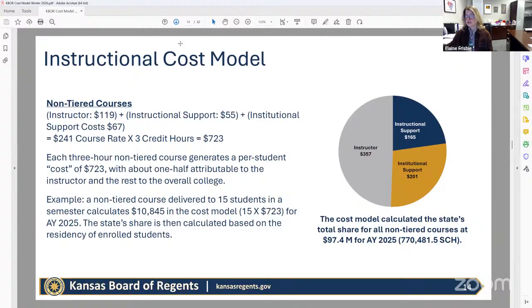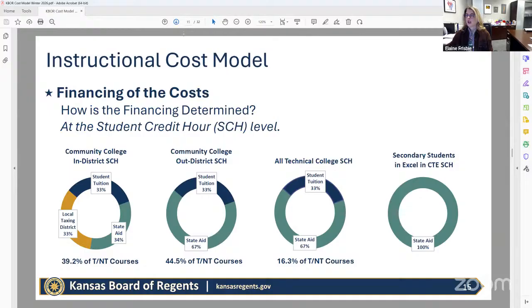So if you have 15 students in a non-tiered class, your Composition 101 class, that would generate $10,845 in the cost model for AY 2025. And the state share of those costs is then calculated based on the residency of those students. Across our entirety of institutions across the system, we had 770,000 credit hours for non-tiered courses, and that generates $97.4 million in costs.